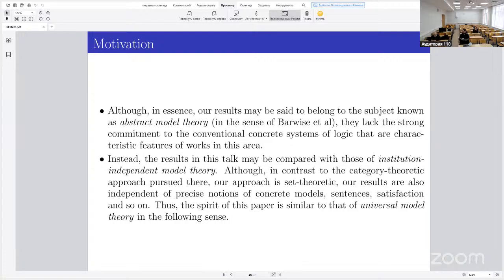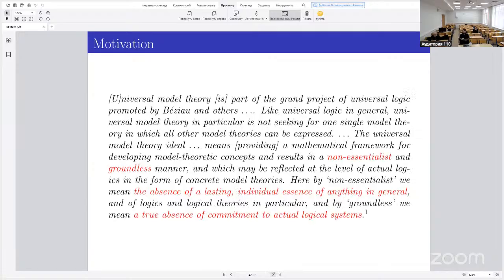Thus, the spirit of this paper is similar to that of universal model theory in the following sense. Universal model theory is part of the grand project of universal logic promoted by Béziau and others. Like universal logic in general, universal model theory in particular is not seeking one single model theory in which all other model theories can be expressed. The universal model theory idea, on the contrary, means providing a mathematical framework for developing model theoretic concepts and results in a non-essentialist and groundless manner, which may be reflected at the level of actual logics in the form of concrete model theories.